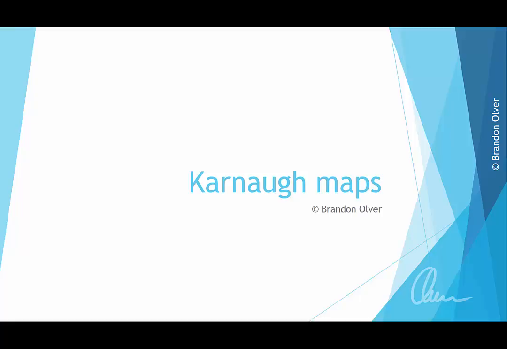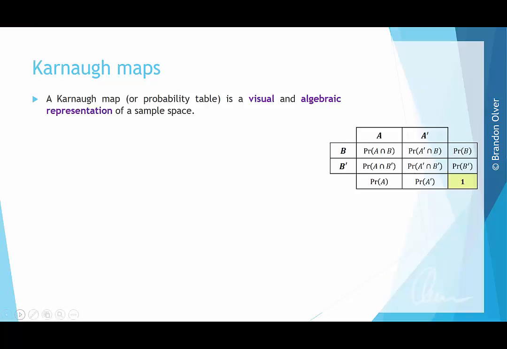In this video, we'll look at Karnaugh maps and their ability to represent sample spaces. So a Karnaugh map or probability table is a visual and algebraic representation of a sample space. One is shown over to the right hand side of the screen.